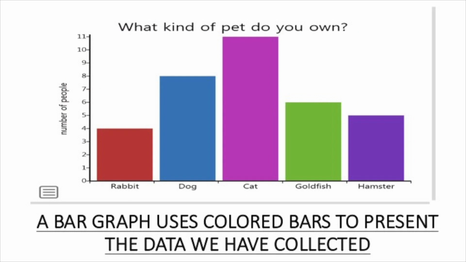A bar graph uses colored bars to present the data we have collected. And the data can always be different. Like the first bar graph was birthdays. This bar graph, what kind of pet do you own? So you can see the horizontal axis has the animals or the pets. And then the vertical axis has the number of people. So how many people own a rabbit?